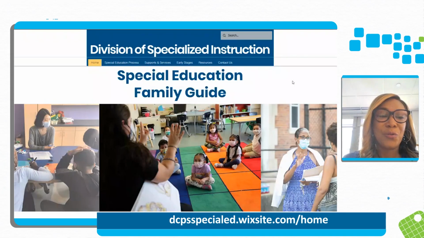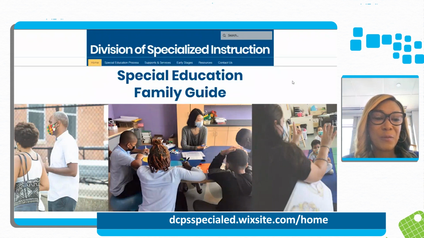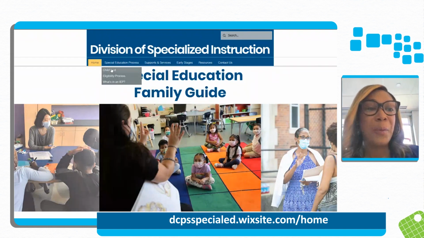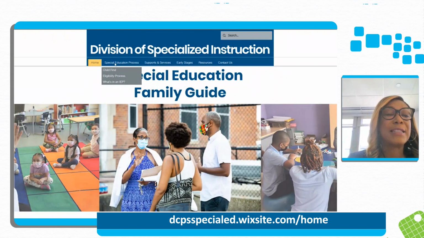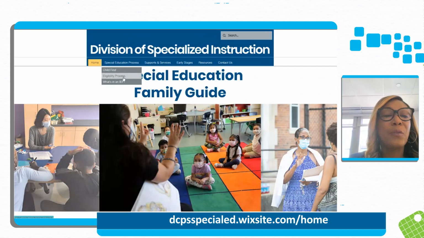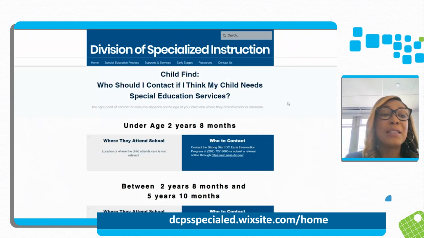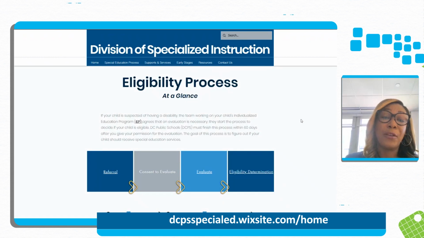So if you have any additional questions about special education in DC Public Schools, feel free to visit our website and the Special Education Family Guide, where you will be able to find a number of resources to be able to chart your next steps. For example, special education process, if you have questions about what the process looks like, child find, what that means, the eligibility process, what that looks like for when a student is referred, all the way through when the student is, if they are found eligible or found ineligible.